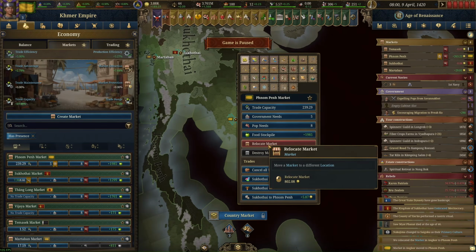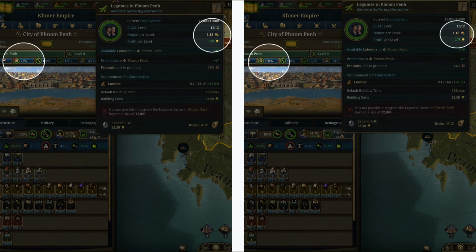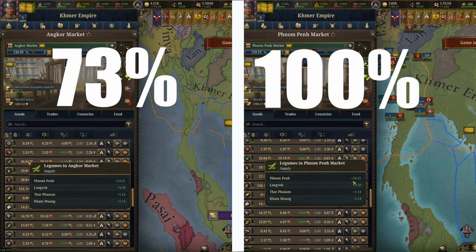To check this, I just moved the market center because that action is instantaneous. And thanks to this, you have proof that I'm telling the truth. I was very surprised that market access does not affect how much raw material you extract from an RGO or how much goes to the market. This is even clearer when comparing the market before and after moving it. Exactly the same amount of raw material enters the market.